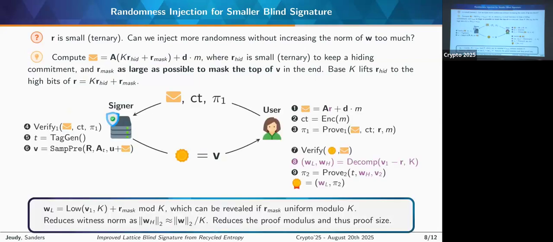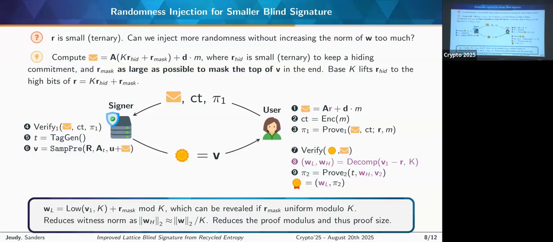So what's new? Well, we keep everything as before with this new definition of R. And in the end, before the zero knowledge proof, we decompose V1 minus R in base K by essentially taking the Euclidean division with K so that WL is the remainder, the low part, and WH is the quotient, the high part. And what we're saying is that we can actually reveal WL in clear without breaking blindness and only prove knowledge of WH.